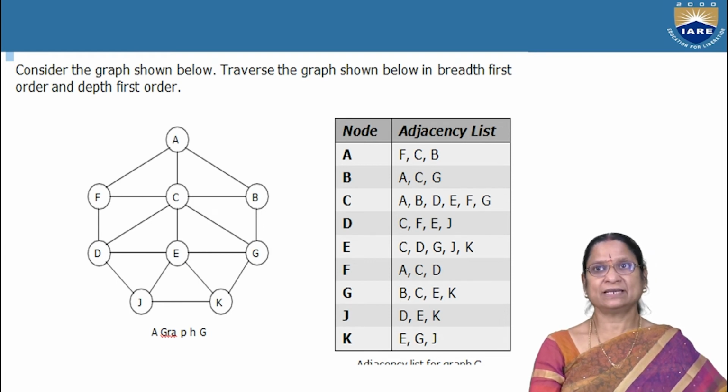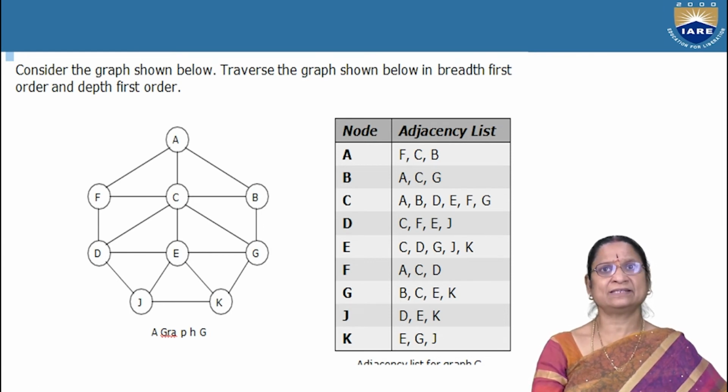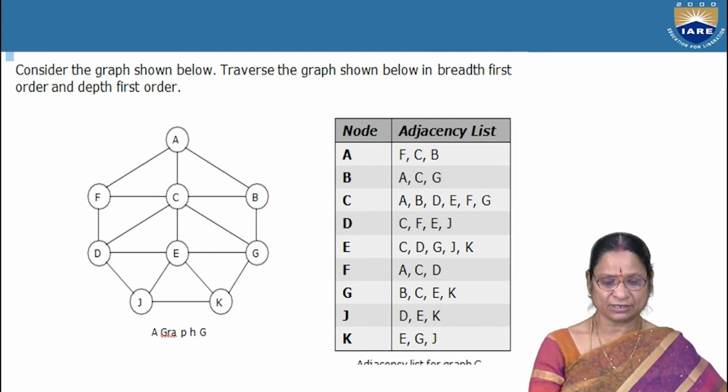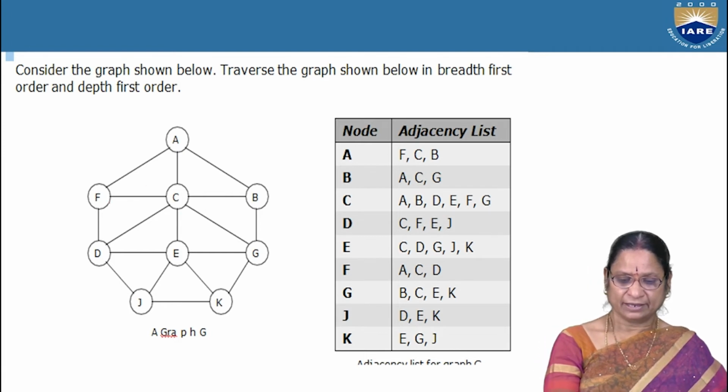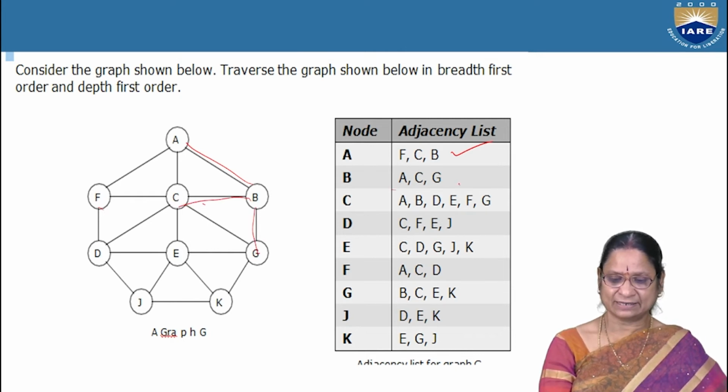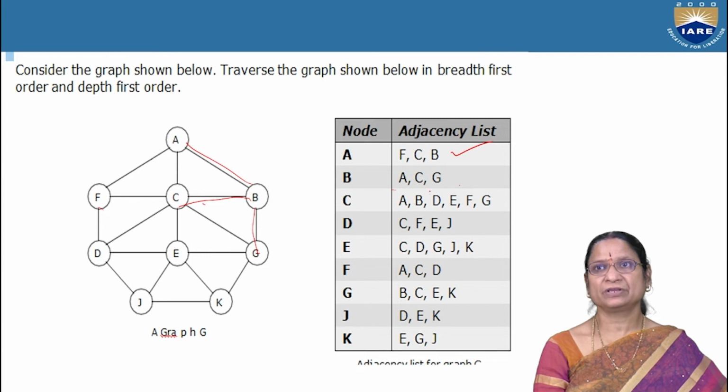So you can consider either adjacency matrix or adjacency list. For example, if you are going to consider adjacency list, let us assume that this is the graph, and from A, the adjacency list is F, C, B. If you consider B, the adjacency list is again A, C and G. So A, C, G. This is adjacency list.